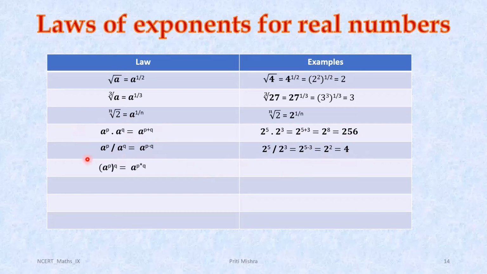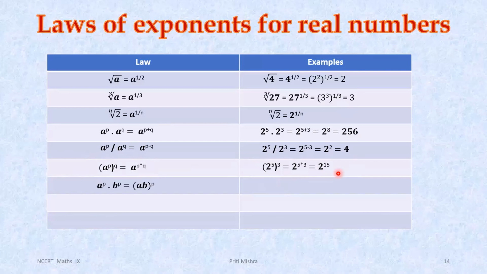Another law is if a to the power p to the whole power q, then powers will get multiplied. We can write it like a to the power p into q. Let's have an example. 2 to the power 5 to the whole power 3 will be 2 to the power 5 into 3, which means 2 to the power 15.